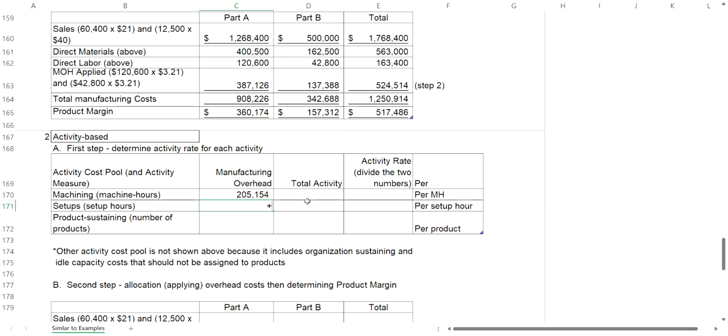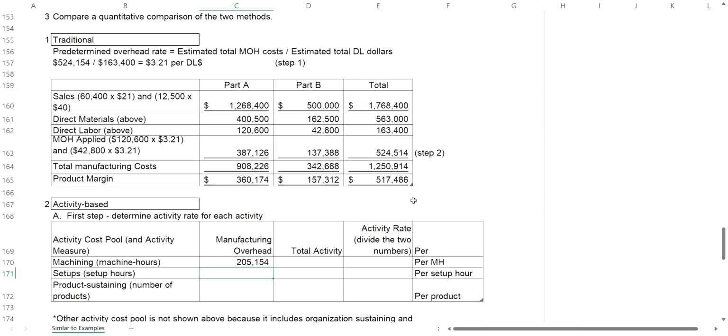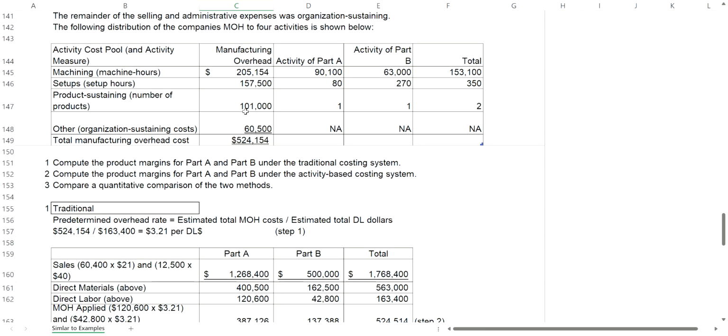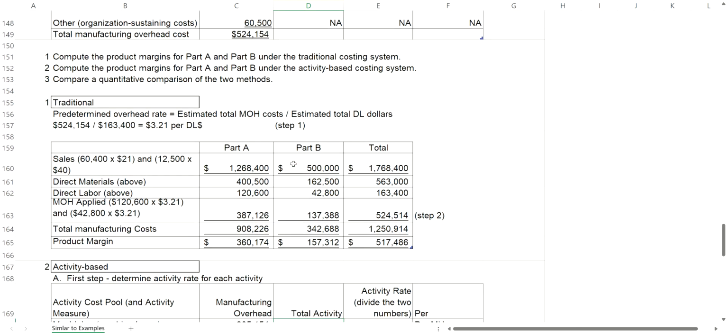Okay, for setup hours, the estimated overhead is 157,500. And for product sustaining, 101,000. Okay, for the activity, each one has a specific activity to use. So the estimated activity here is machine hours.